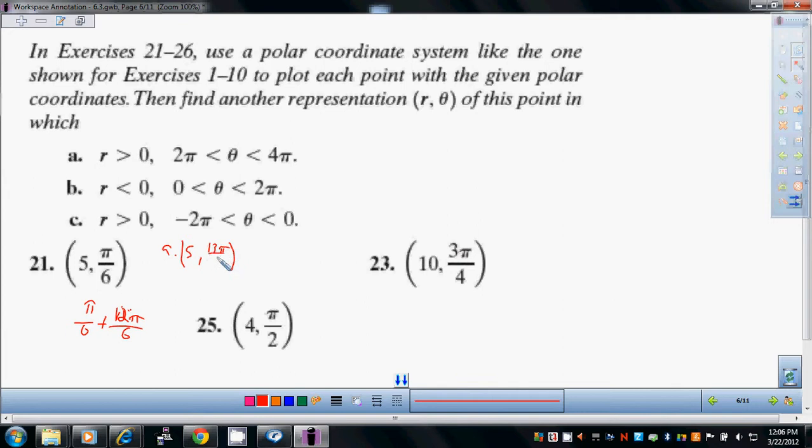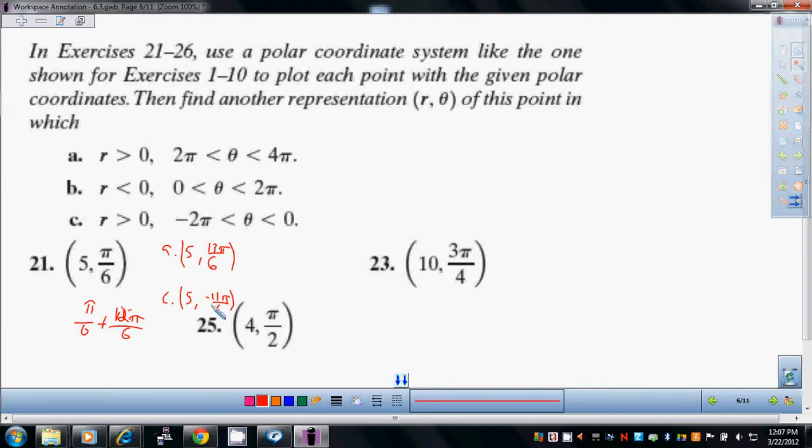Awesome. You got it. That's part A. Actually, we're going to skip part B for a second because part C is pretty much the exact same thing. It wants a positive radius, which we already have, but it wants an angle between 0 and negative 2 pi. So you just have to subtract 1 revolution. So what's pi over 6 minus 12 pi over 6? Negative 11 pi over 6.